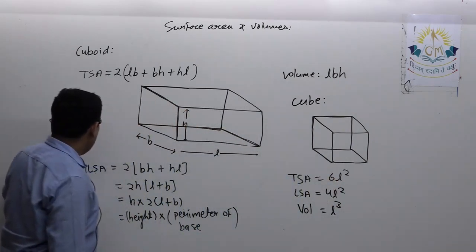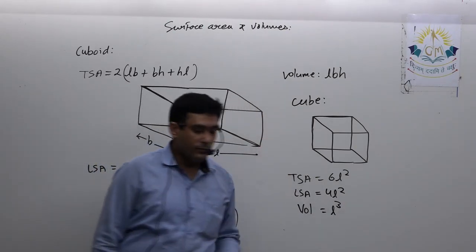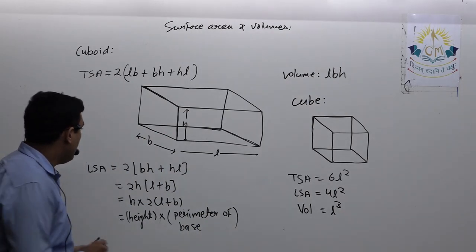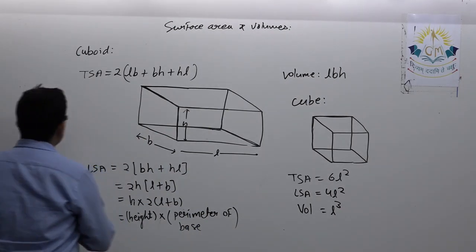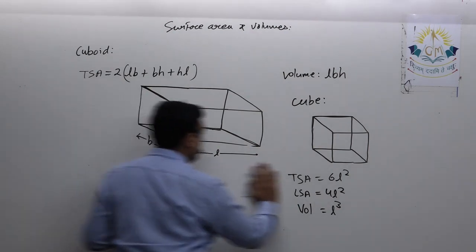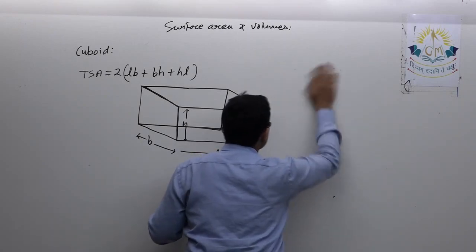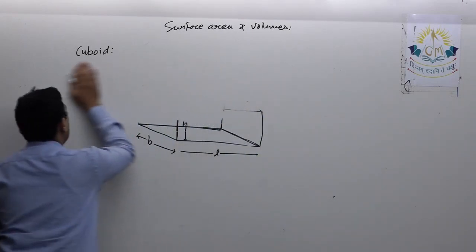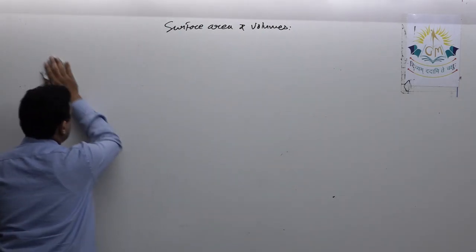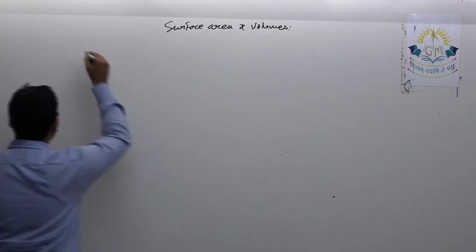So total surface area, lateral surface area and volume of cuboid, then for cube. Okay, now next we will see these formulas after cube and cuboid. Next we will see cylinder. Okay, next is cylinder.